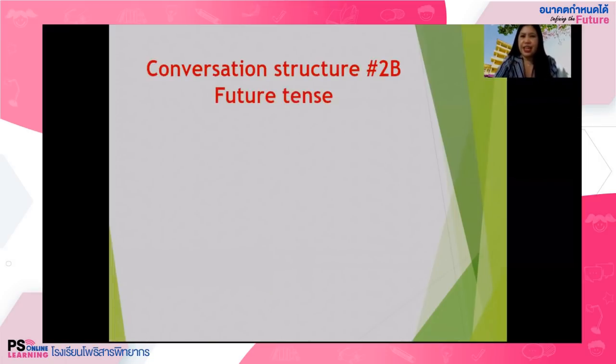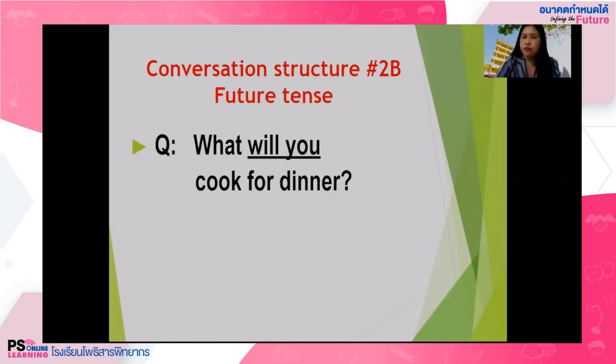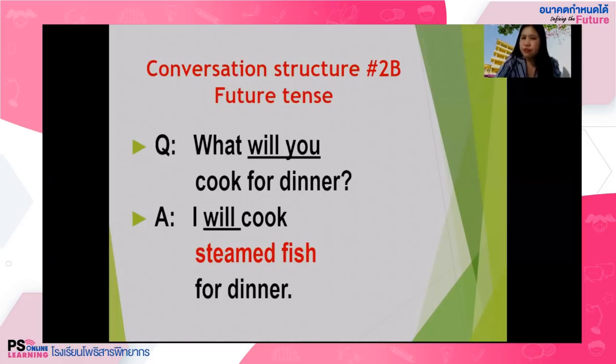Very good. Okay. Now, this is conversation structure number 2B, also future tense. But with this one, we are going to use will. Okay. So you have to use what, and then will, and then subject is you. So what will you cook for dinner? I will cook steamed fish for dinner. Okay, no more to. If you use will, no to. Only going to goes together, but will, no to. So what will you cook for dinner? The answer is I will cook steamed fish for dinner.